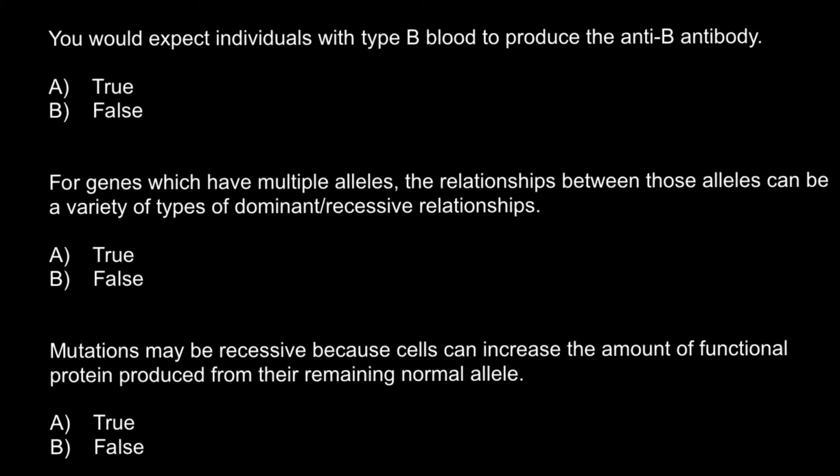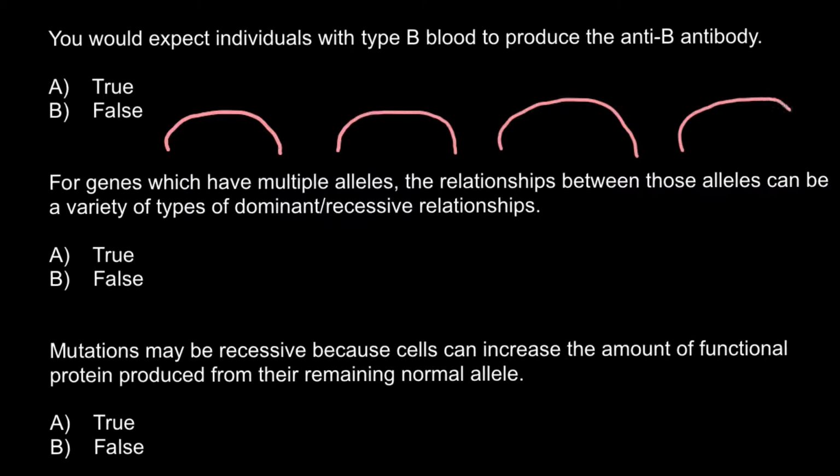You would expect individuals with type B blood to produce the anti-B antibody. Imagine that we have 4 different blood types, and I would draw 4 portions of red blood cells that would represent all these 4 blood types. The first blood type would be blood type A, and on the surface of the red blood cells we would find antigens A. And in the serum, we would be able to find antibodies B.